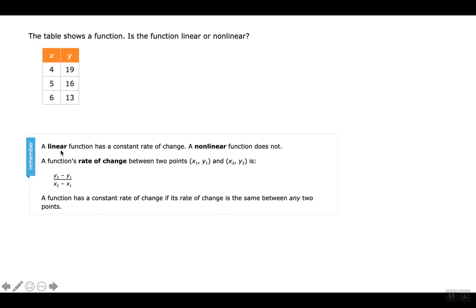Now, look here a second. It says a linear function has a constant rate of change. A nonlinear function does not. So if it's a linear function, the rate of change has to be constant. How do you find the rate of change of a function? The way you find it is using the formula I just showed you for slope. You use that same formula to find the rate of change, which I'm going to demonstrate right now. A function has a constant rate of change if its rate of change is the same between any 2 points. All right, so let me show you what I mean by that.